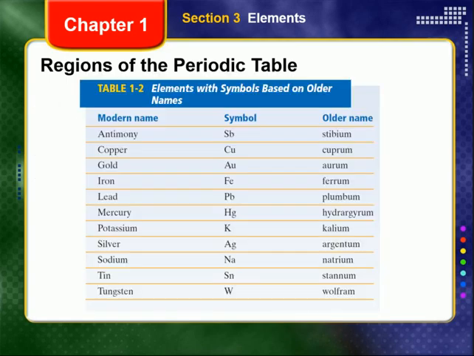You can often relate the symbols to the English names of the elements, though some symbols are derived from the element's older name, which is often in Latin. Wolfram comes from the German name for tungsten. The table on the screen here lists some of those elements. Familiarize yourself with these elements and their symbols because they are commonly used throughout this course.